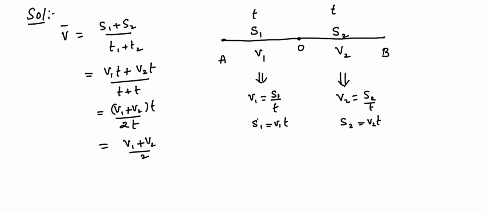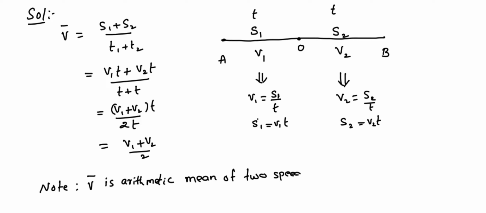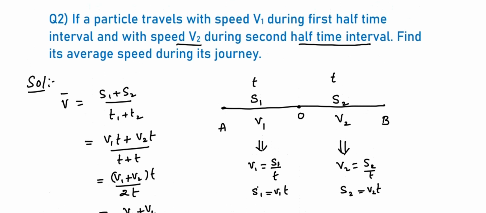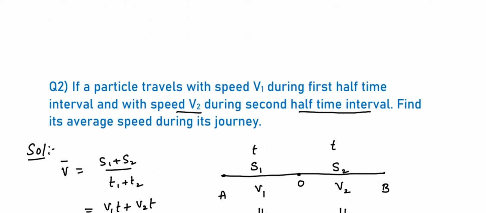So what we can write from this: V average is the arithmetic mean of two speeds. That means V1 plus V2 by 2 is the average speed, which can be used when a body travels the first half of the time with speed V1 and the next half of the time with speed V2.